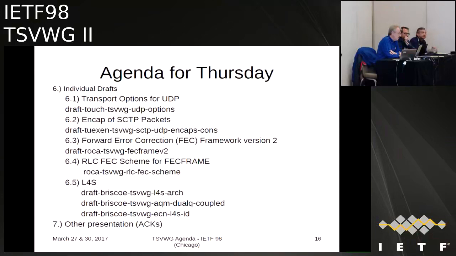We have encapsulation of SCTP packets, which we've talked about previously. And we have 2 FEC frame documents, which also have been requested for consideration for adoption. And we have some L4S drafts, which we've talked about adoption as well. So if you're bored, read some of these, because we'll ask who's read them when we come to the adoption calls. And we have a couple of other presentations at the end.